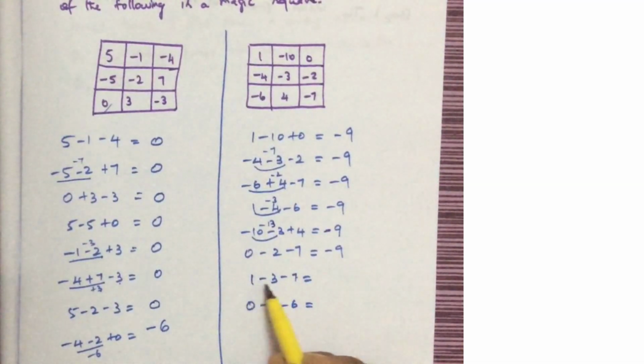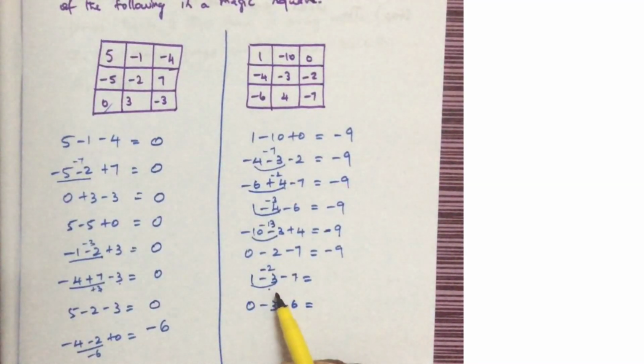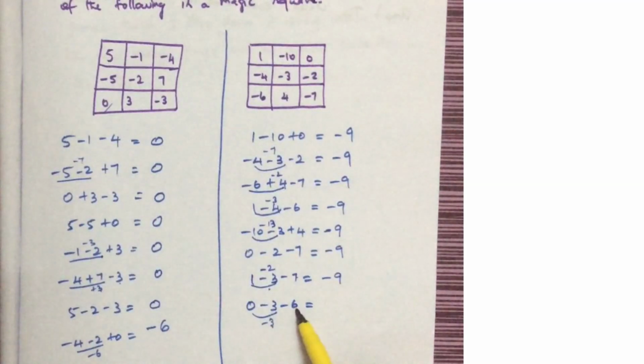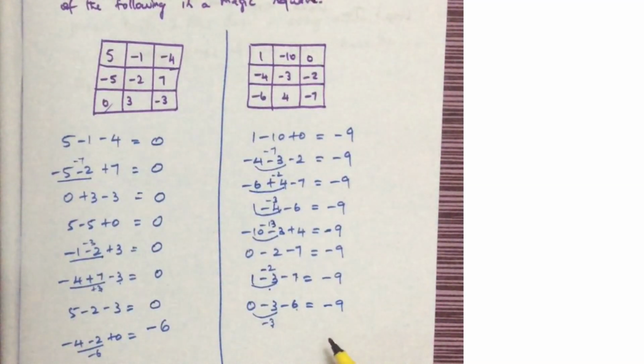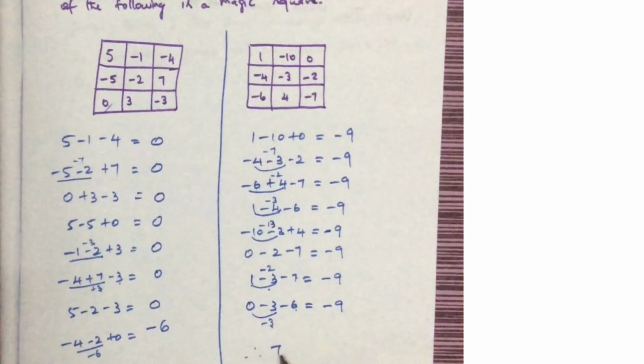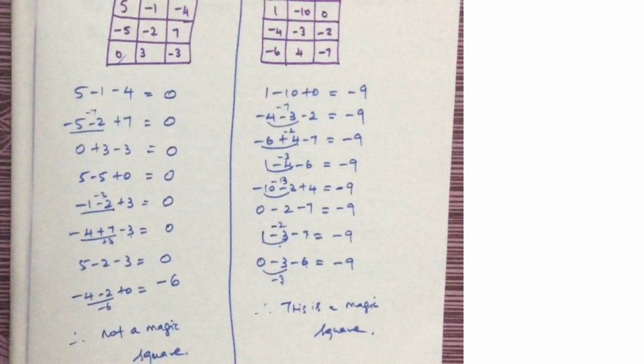1 minus 3 is minus 2. So the greater number is 3, so I am giving a negative sign. Minus 2 minus 7 is minus 9. 0 minus 3 is minus 3. Minus 3 minus 6 is again minus 9. So you can see all are having minus 9 as a sum. So this is a magic square. This is a magic square.